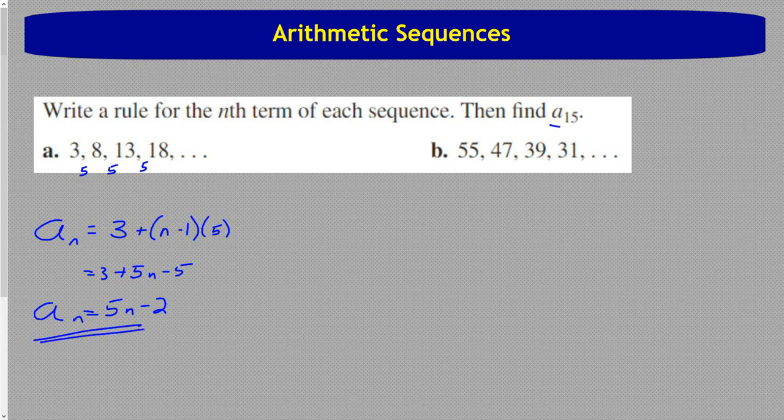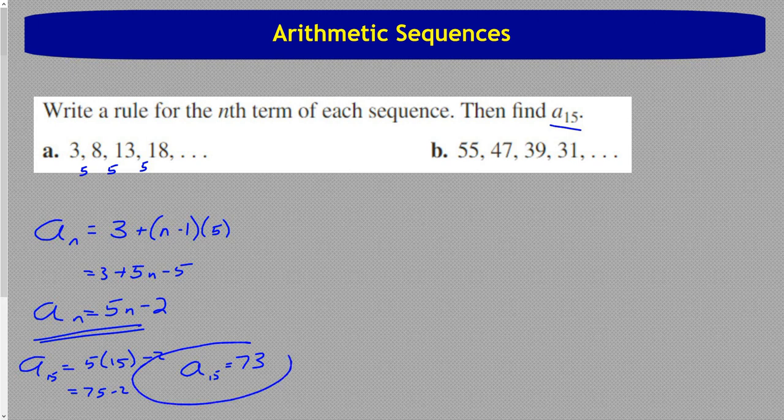Then I want a sub 15. So a sub 15 is 5 times 15 minus 2. Well, that's 5 times 15 is 25, and 50, so 75 minus 2. So a sub 15 is 73.